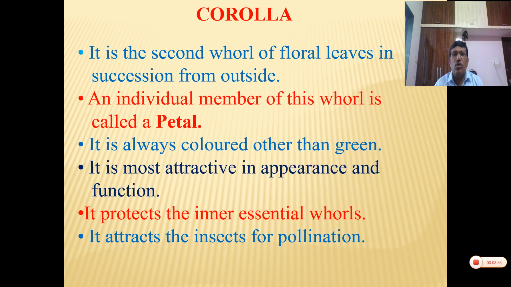The second whorl is the corolla. The corolla is made up of petals, that is, an individual corolla unit is called a petal. Petals are always different in color except green, as it increases the beauty of the flower for attracting insects for pollination. The function of the corolla is that it protects the essential whorls, that is androecium and gynoecium, in bud condition, and as they are different in color, they attract the insects for pollination.